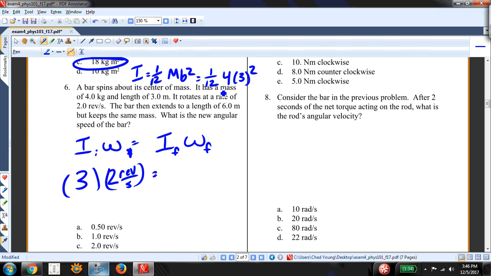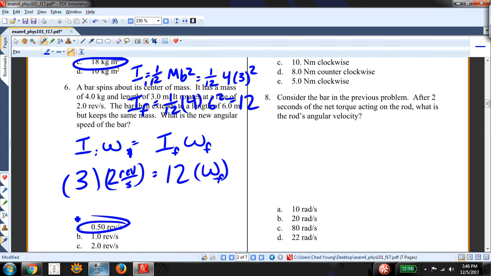And then final is going to be, I final is 1/12 of the mass, which is still the same, times 6 squared. So that's 4 times 36 divided by 12 is going to be 12. So this is equal to 12 times omega final. And then I solve this for omega final. It's going to be a half a revolution per second.